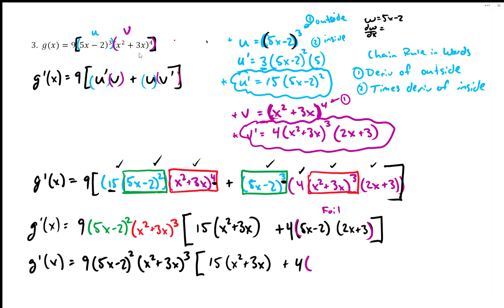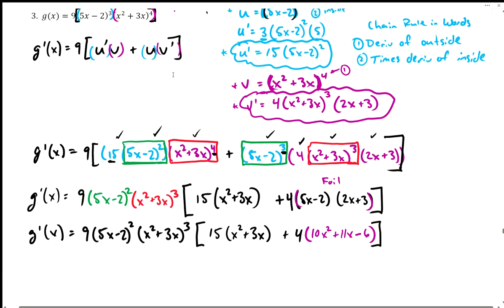So we are FOILing. 5x and 2x is 10x squared. 5x and 3 is 15x, but it will minus 4x. So I am going to do 2 steps in one there, 11x. And then negative 2 and positive 3 is minus 6. Okay, so that's how that FOILed. And then, we're getting real close to the bottom. And then we will distribute. So I'm going to show that in the black ink. This 15 distributes. This positive 4 distributes.